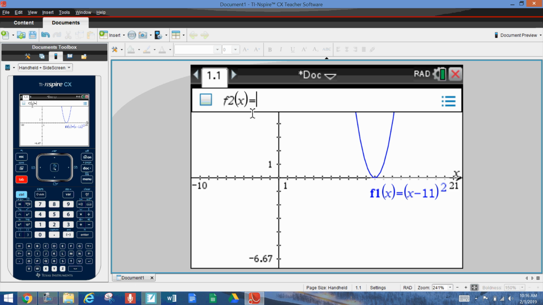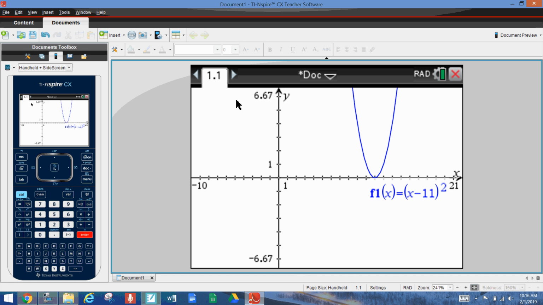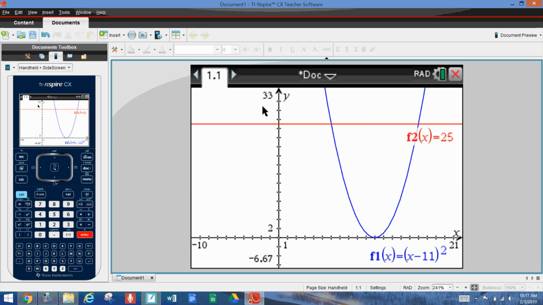Okay, so this is y. Do not delete anything. F of x means y. So y is equal to 25. When you click that, you're not going to see anything, right? Because it's not in the range. The maximum is 6 here. It must be more than 25. Let's make it 30.